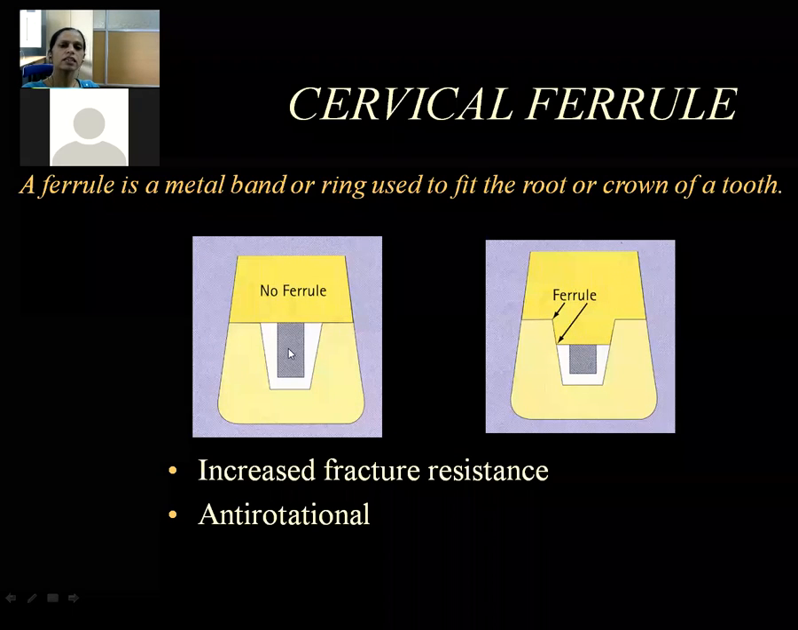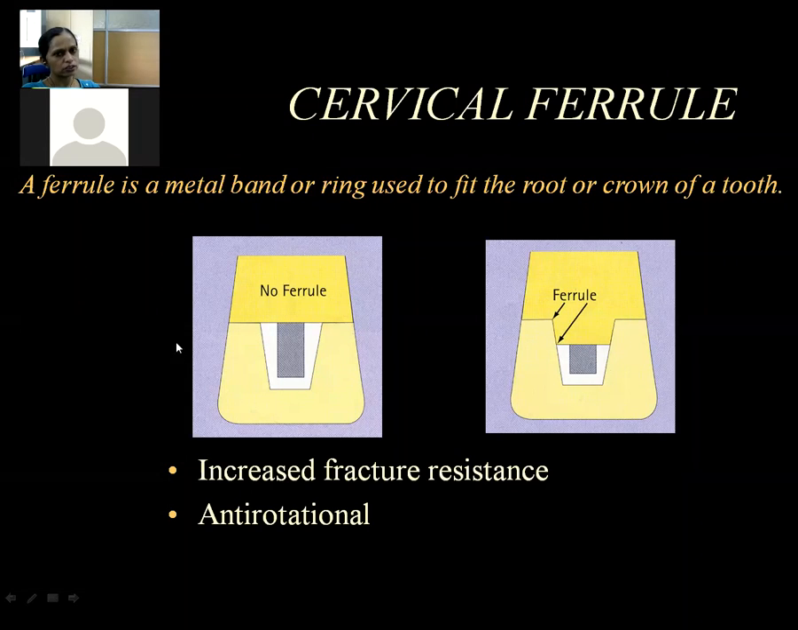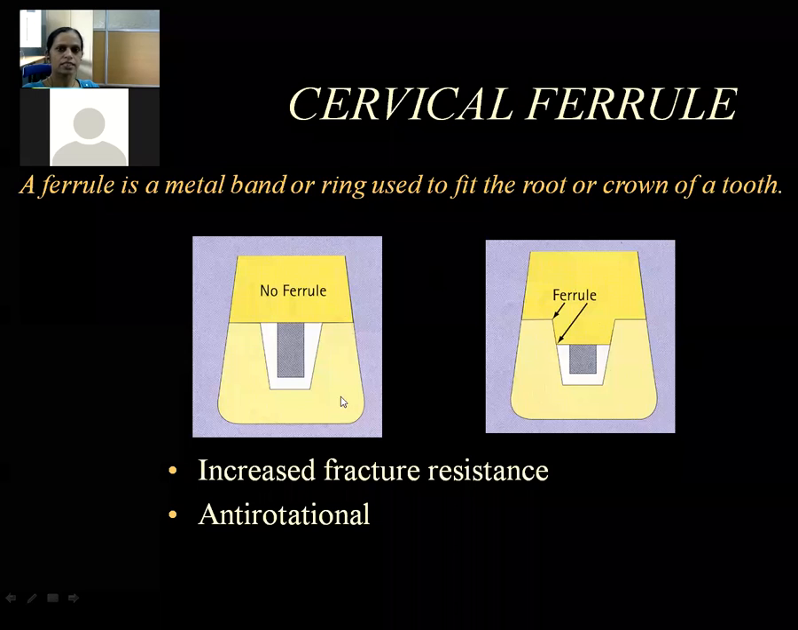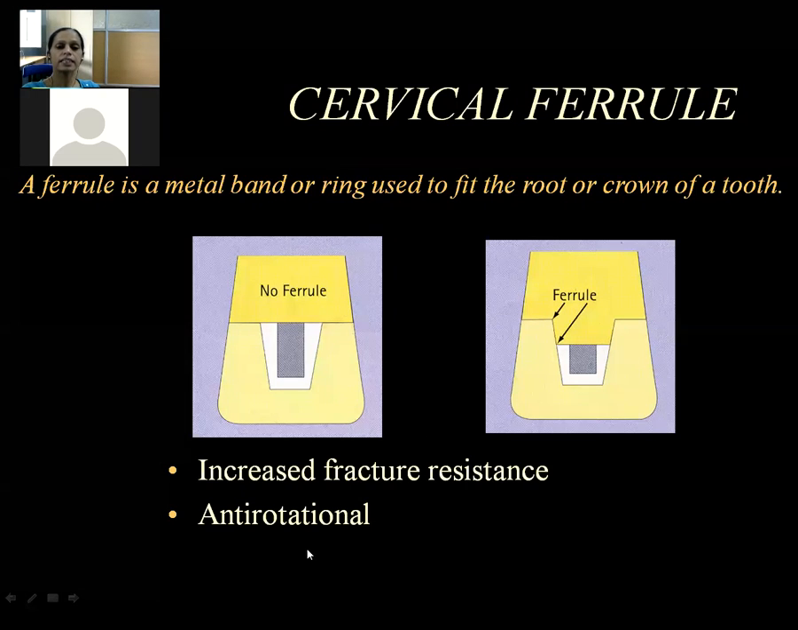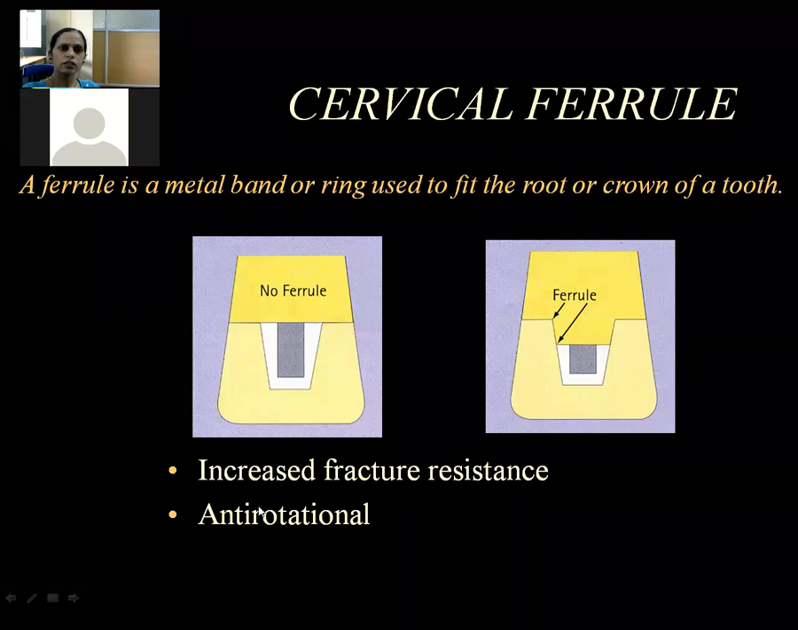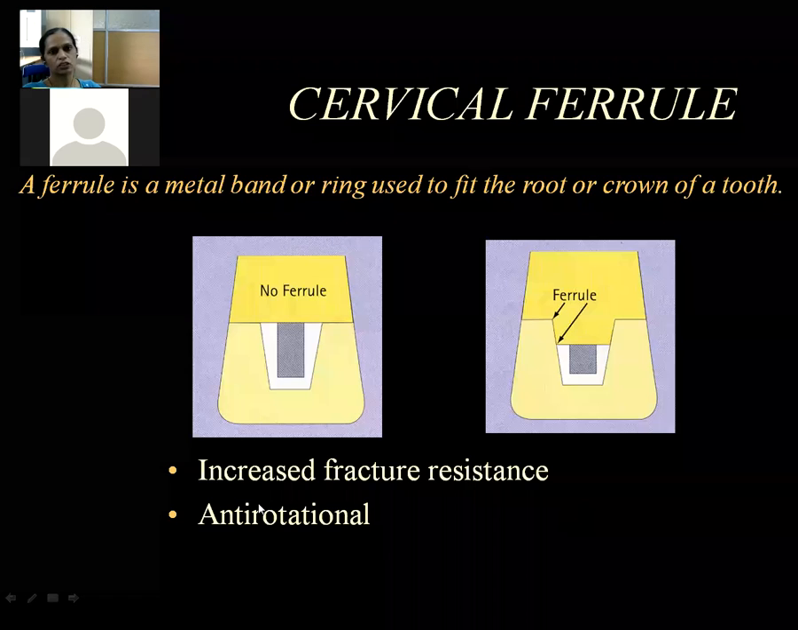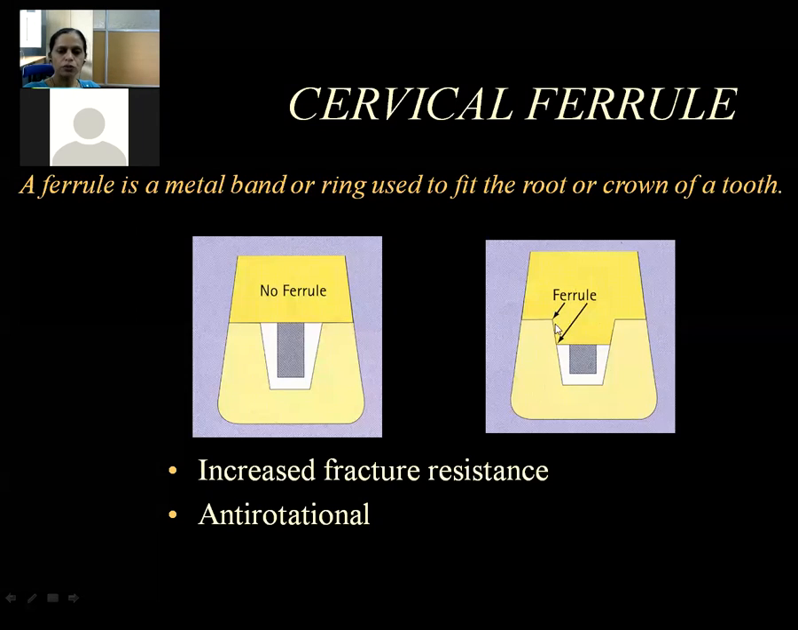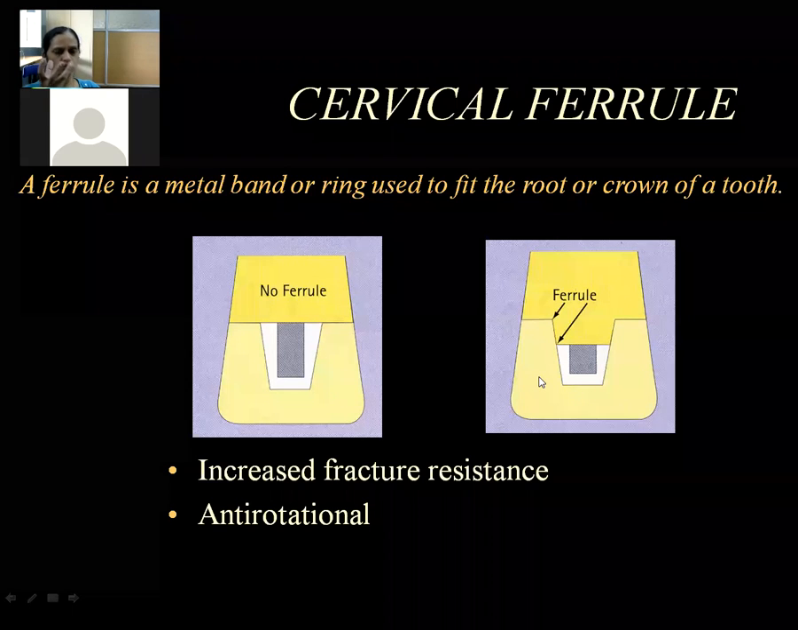Am I clear? Here there is no ferrule, so there is more chance of fracture. So ferrule will increase the fracture resistance. If you give a ferrule, there will be less fracture. Chances of fracture will be less. Similarly, this ferrule will prevent rotation of the crown.